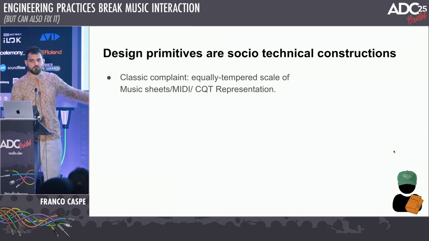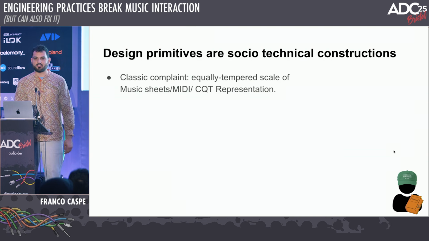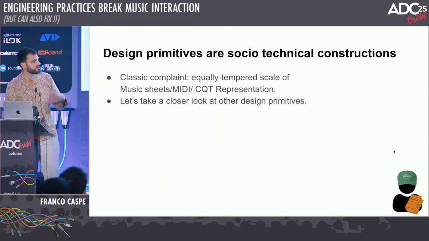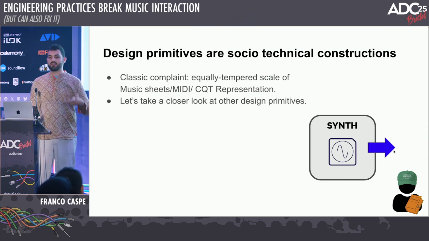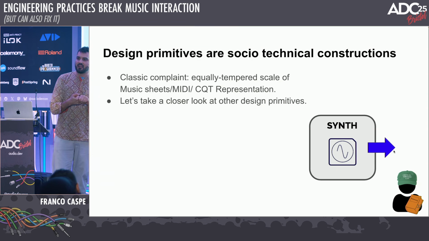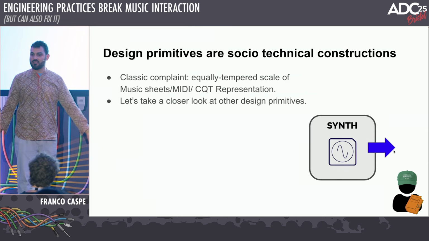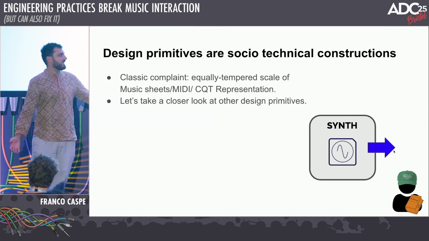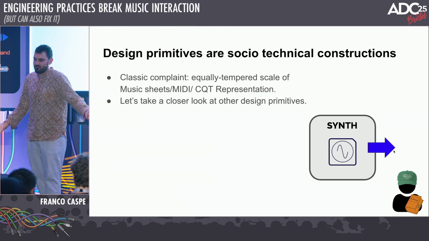The classic complaint here is, boo, we have the CQT representation that assumes an equally tempered scale, and MIDI has only 127 notes to explain music. Yes, that's fair enough. But let's take a closer look at other design primitives that we use as if they were neutral. For instance, let's say that I want to make a sound-driven synthesizer. Fantastic. I'm going to use a synthesizer which is a bank of oscillators. They're pretty neutral, no? I can create any sound with a bank of oscillators. I could even do wavetable. Wavetable synthesis is an oscillator.